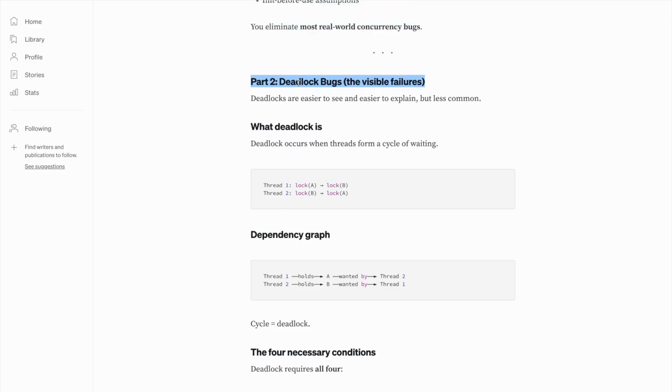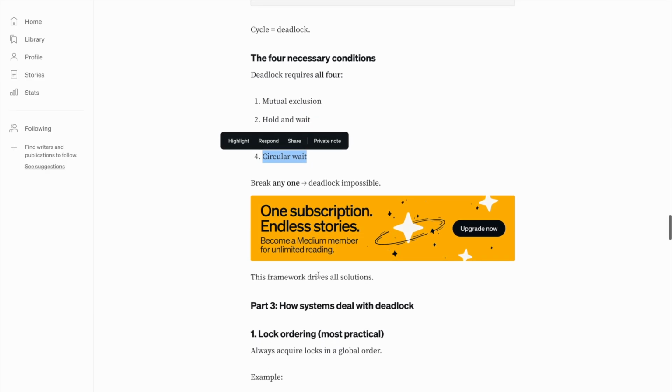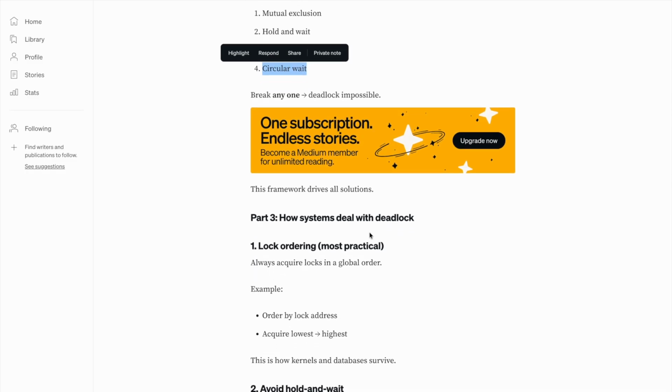Then come the deadlock bugs, which are very visible. Deadlock occurs when you get into some cycle. For example, thread 1 holds lock A and depends on lock B, and now lock B depends on lock A. You are in a cycle and now this is a deadlock. The four necessary conditions that deadlocks require are mutual exclusion, hold and wait, no preemption, and circular wait. You can break any of them and the deadlock will be gone. This framework underlies all the solutions.